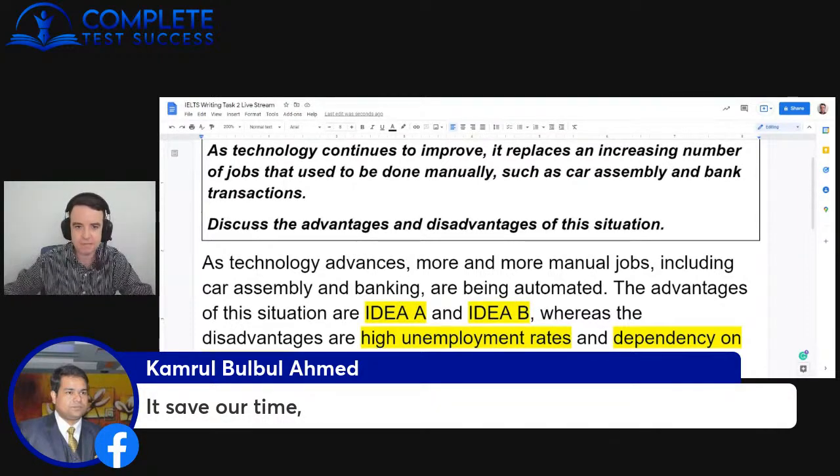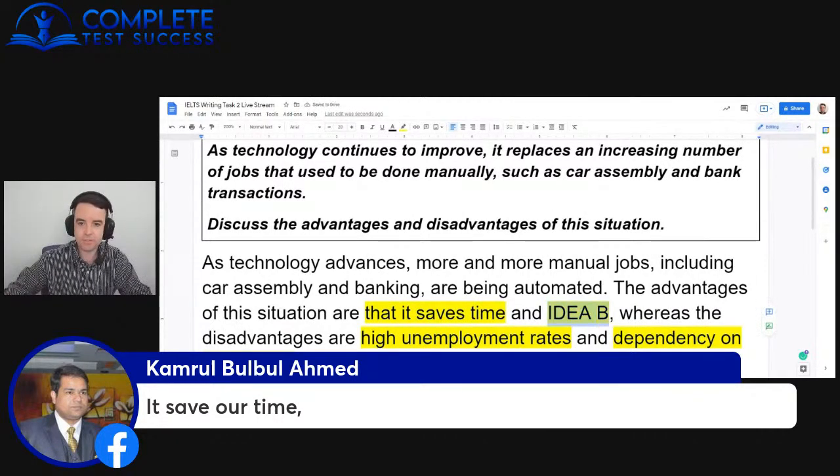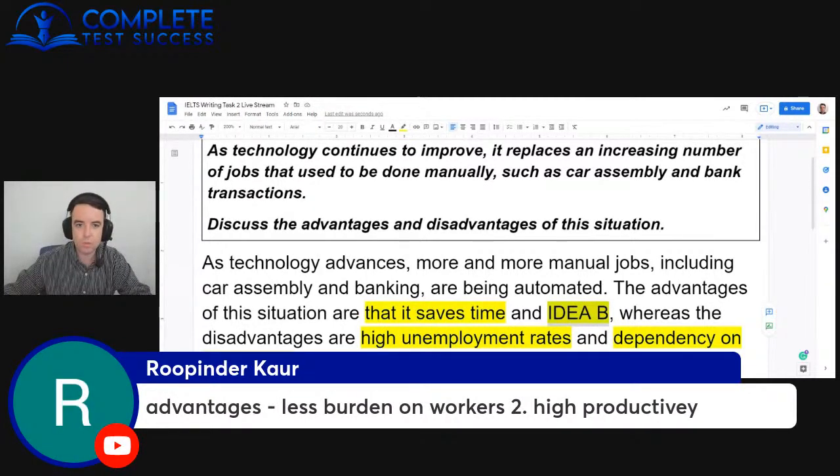The advantage is it saves our time because the machines can do it faster than the people doing it manually. Yep, that makes sense. So let's put that in. So the advantages of this situation are that it saves time. Okay, so we just have one more main idea that we need. Less burden on workers.